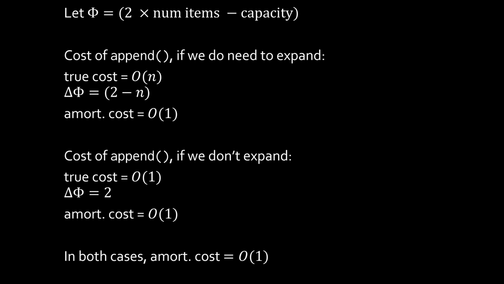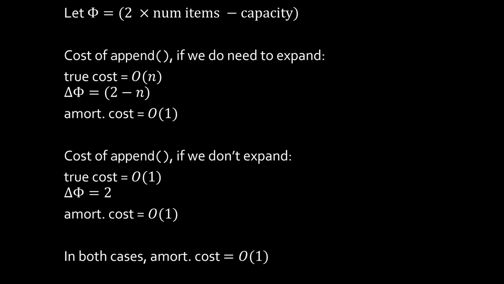This is exactly the same maths that I wrote out on the previous slide. Let's just recap. We defined the potential to be twice the number of items in the array minus the capacity of the array. And we said, what's the cost of an append operation if we do need to expand the array? We said, if we need to expand from size n to 2n, then the true cost of this expansion is O of n, and the change in potential delta phi is 2 minus n. And we added those together to come up with the answer O of 1.